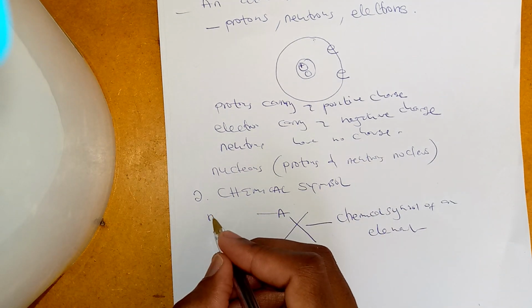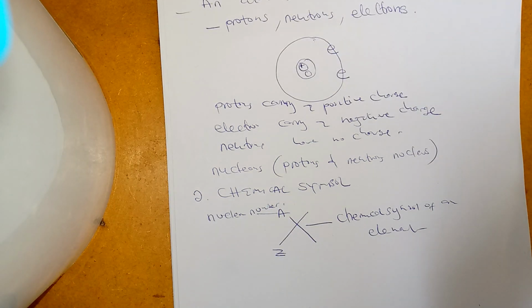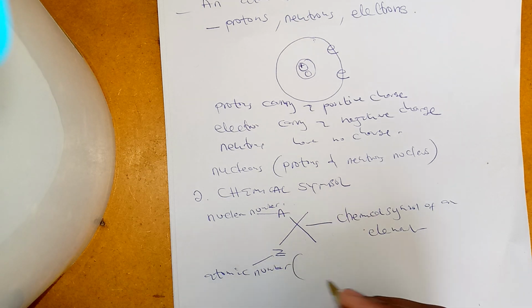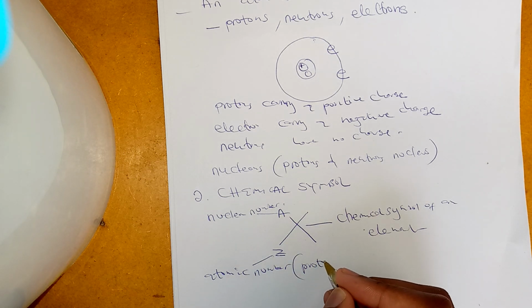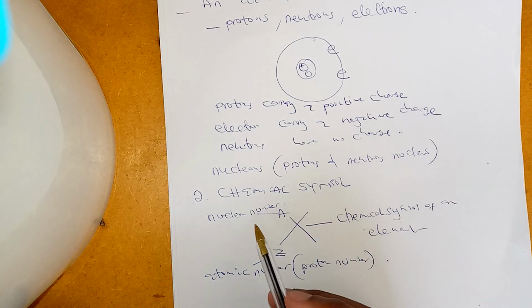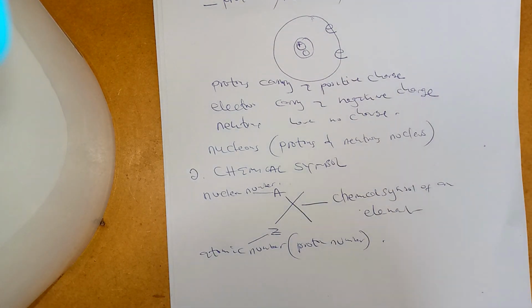Then A will represent the nucleon number. When we talk about the nucleon number, we're talking about the number of protons and neutrons in the nucleus of an atom. Then the Z is also referred to as the atomic number or proton number. This is the structure of an atom, and you're going to find these atoms on the periodic table.